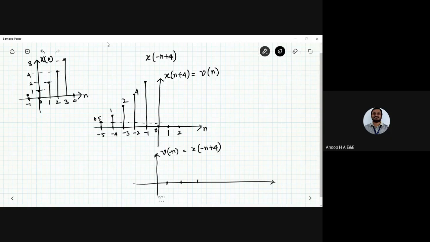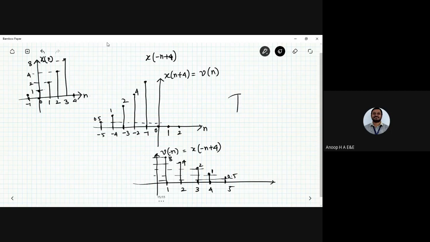At 1, 2, 3, 4, and 5: at 5 it is 0.5, at 4 it is 1, at 3 it is 2, at 2 it is 4, and at 1 it is 8. So this is one thing we are going to clearly observe. This is what we had got: 0.5, 1, 2, 4, and 8. You are going to observe it quite carefully, and this is the sketch for V of minus N.